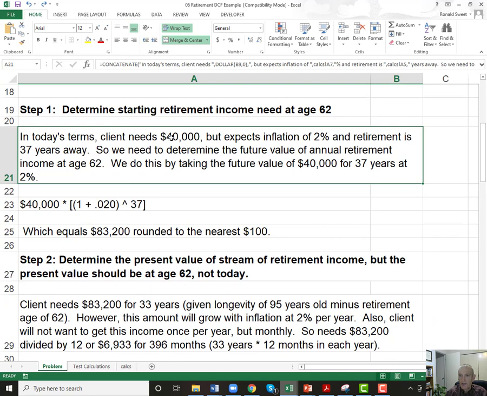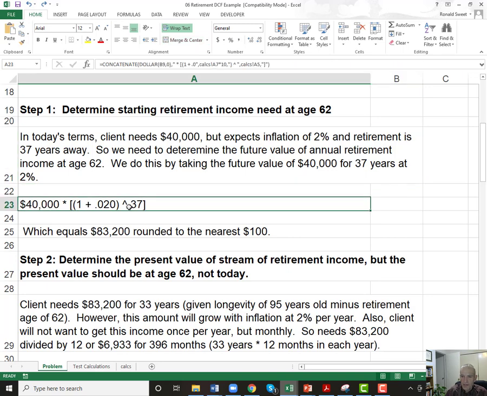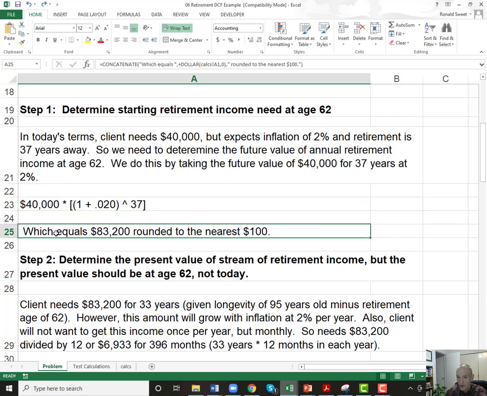If she retired today, she would need 40,000, but she expects 2% inflation over the next 37 years. So she'll need $40,000 inflated at 2% for 37 years, just like we did in that second Excel application exercise where the guy wanted to buy a car in 5 years. It costs X dollars today, but he's expecting inflation in car prices. I don't know if you remember we did that. And remember, with inflation, we don't divide by 12 and multiply the time by 12. Inflation, we just always do on an annual basis. So it's 40,000 today, times 1 plus our inflation rate, 2%, raised to 37 years. That gives us, remember, that 83,200 that I showed you.